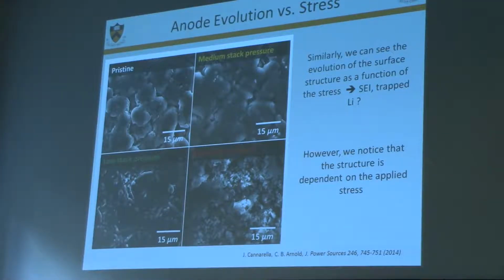Let's take a look at our electrode surfaces. And sure enough, if I look at my pristine anode and I look at the different stress states, I can see that this looks different than this. I can see there's some growth of some kind of crud.